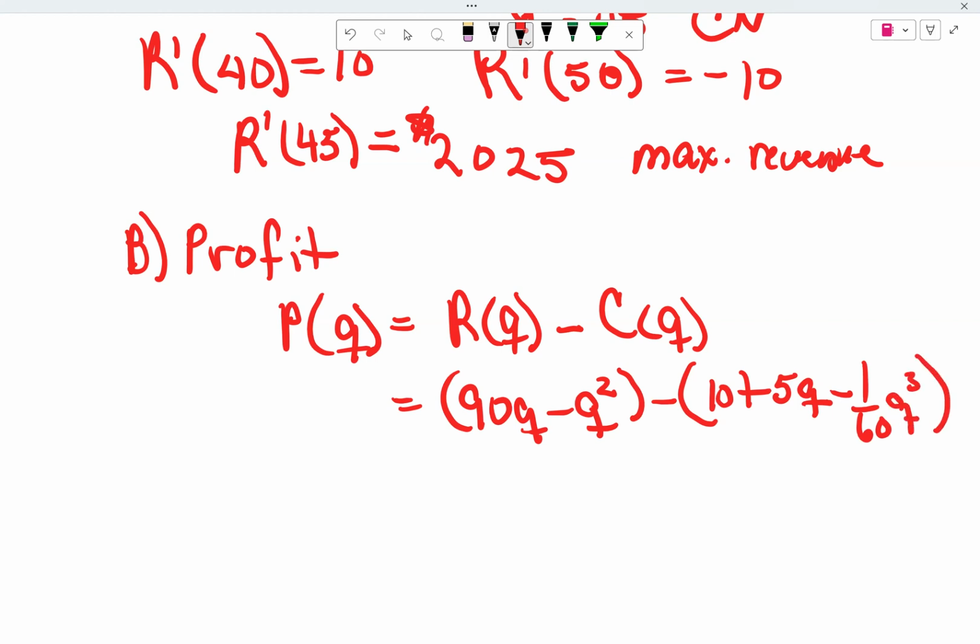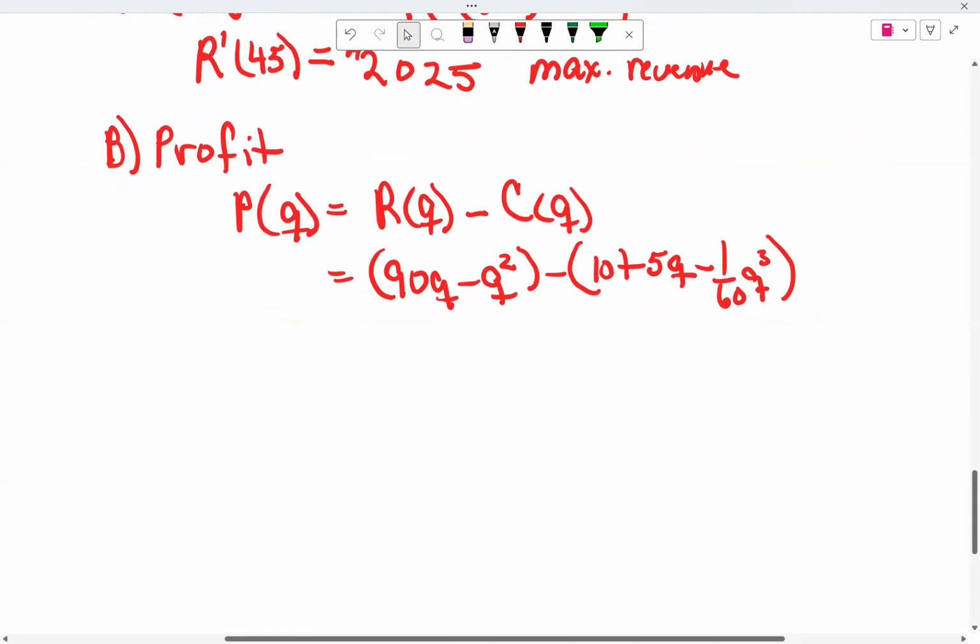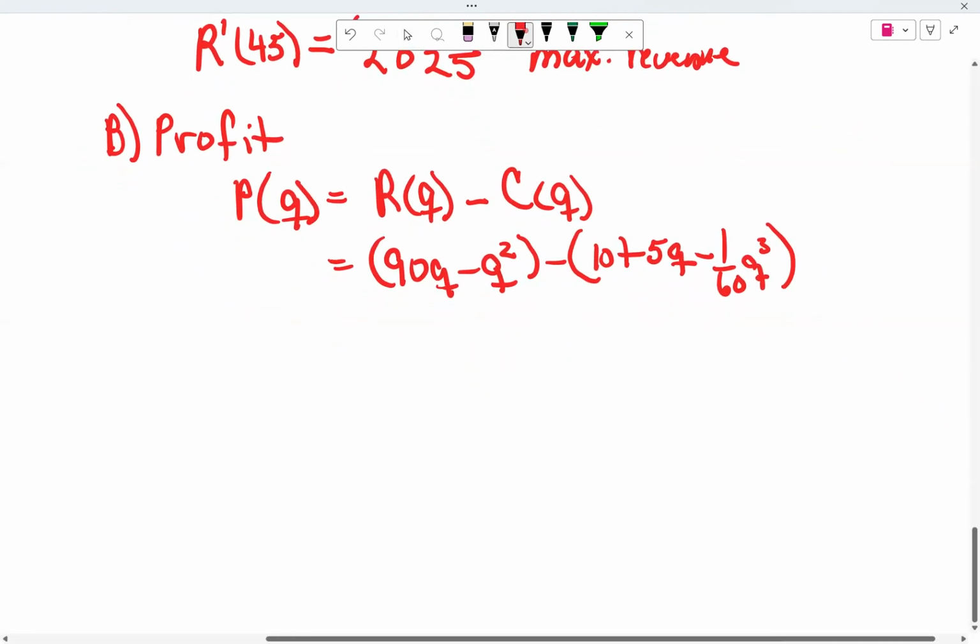Now remember, this is given to you. You don't have to come up with these. So go ahead and distribute the negative. If we distribute a negative and collect like terms, you end up with negative 1 over 60.